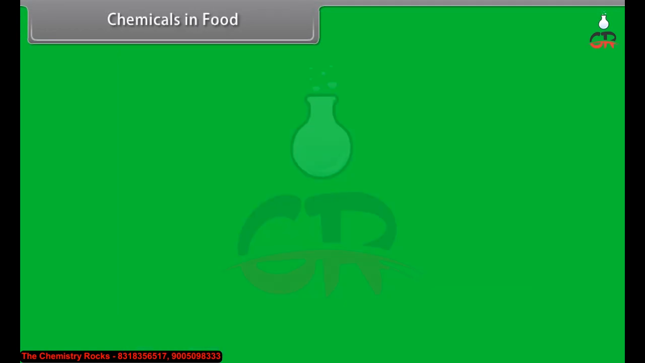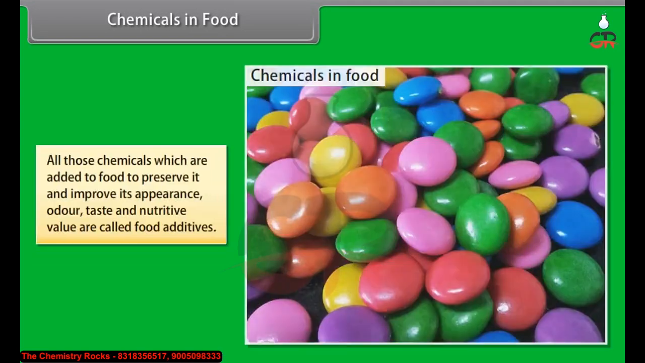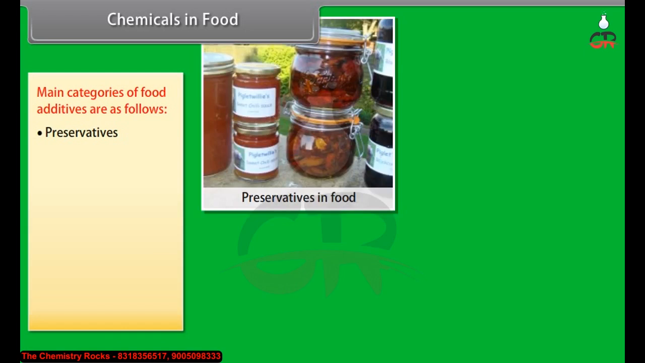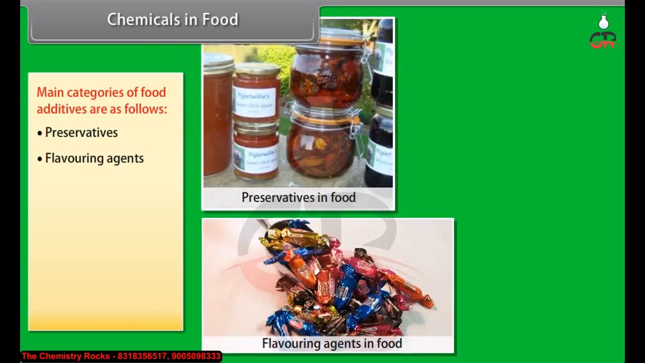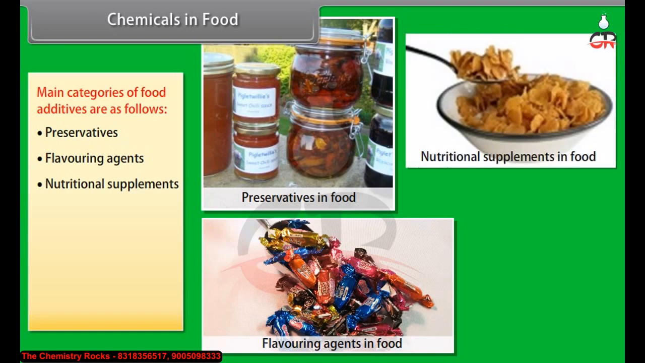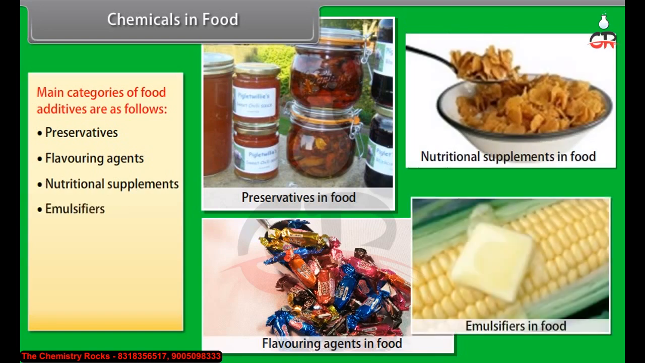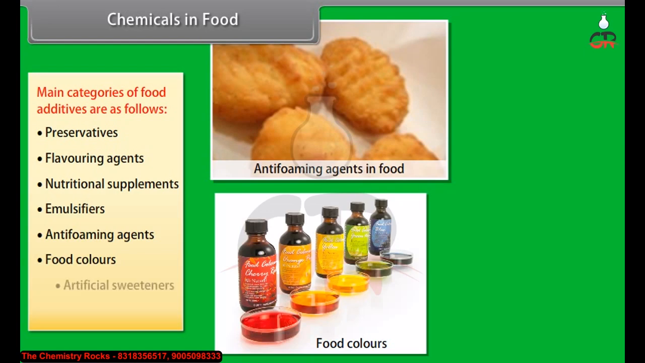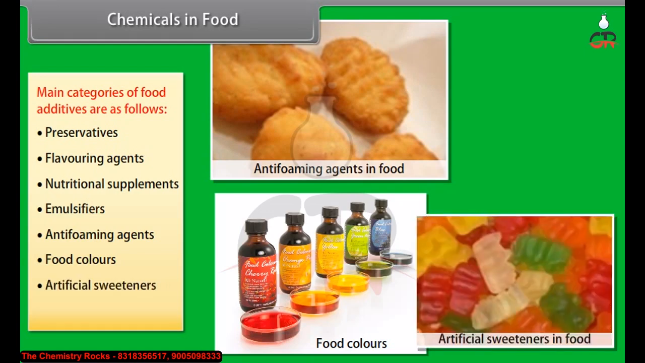Chemicals in food. All those chemicals which are added to food to preserve it and improve its appearance, odor, taste, and nutritive value are called food additives. Main categories of food additives are as follows: preservatives, flavoring agents, nutritional supplements, emulsifiers, anti-foaming agents, food colors, artificial sweeteners, antioxidants.